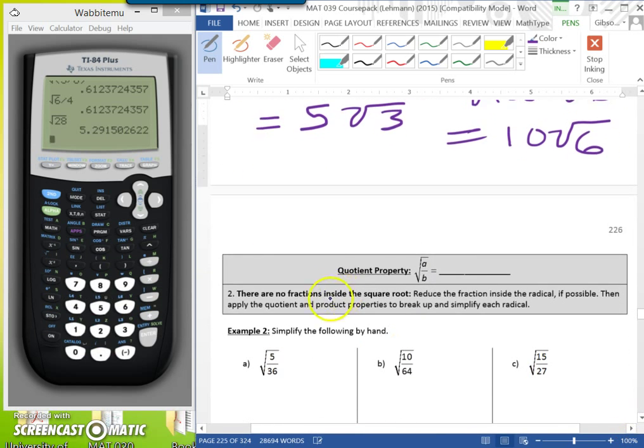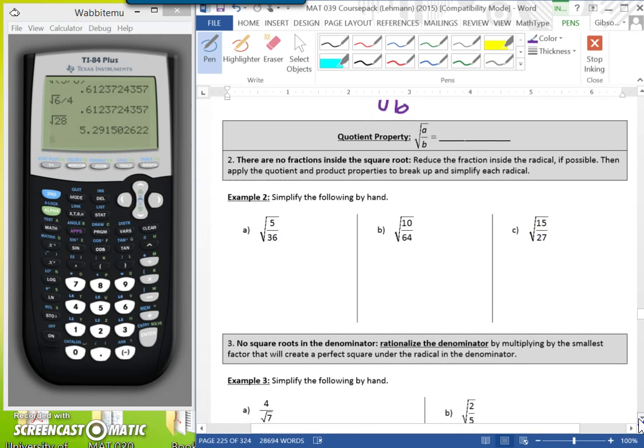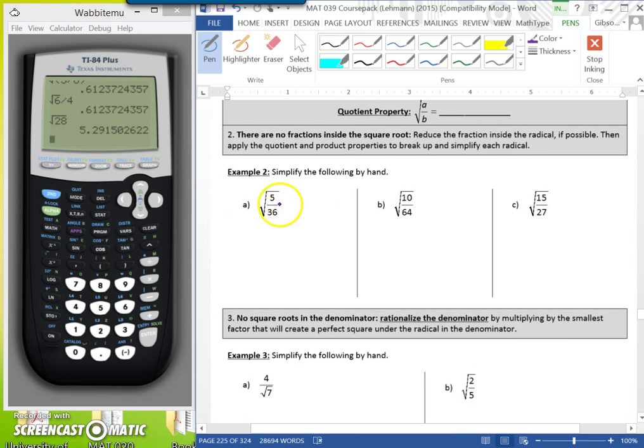Now going back to the next page, the quotient property breaks down to the square root of A all over the square root of B. Now you're going to write that here. So this would be the square root of A divided by the square root of B. Now, let's go down here to A. We want to break this up. This will give us the square root of 5 over the square root of 36. What is the square root of 36? 6. So our final answer would be the square root of 5 over 6.